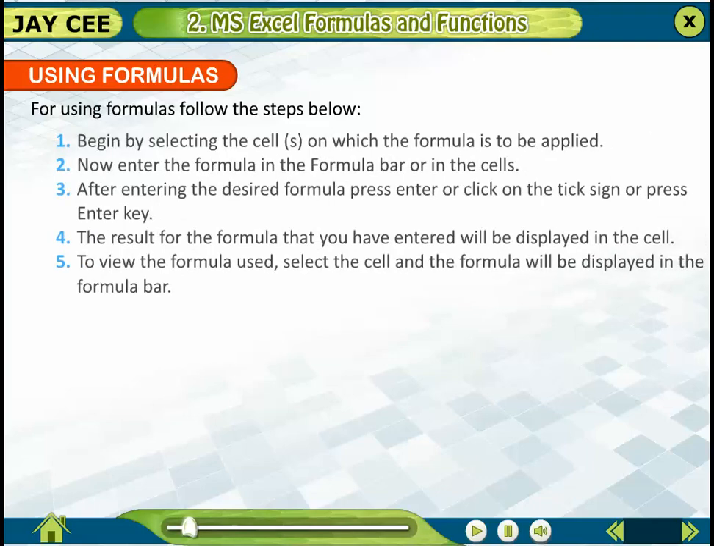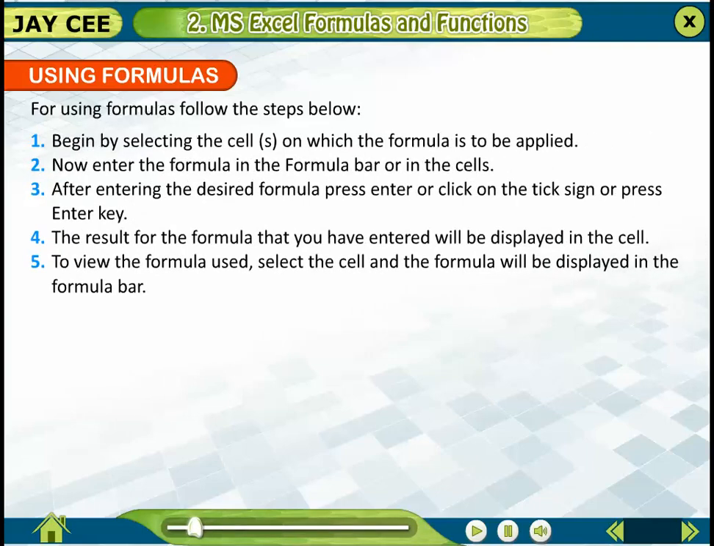Using formulas. For using formulas, follow the steps below. Begin by selecting the cell or cells on which the formula is to be applied. Now enter the formula in the formula bar or in the cells. After entering the desired formula, press Enter or click on the tick sign. The result for the formula that you have entered will be displayed in the cell. To view the formula used, select the cell and the formula will be displayed in the formula bar.